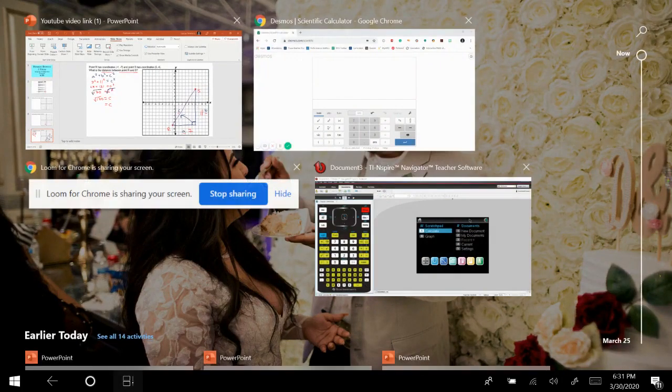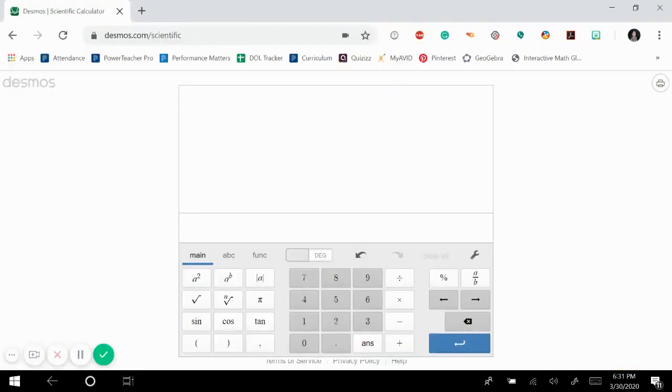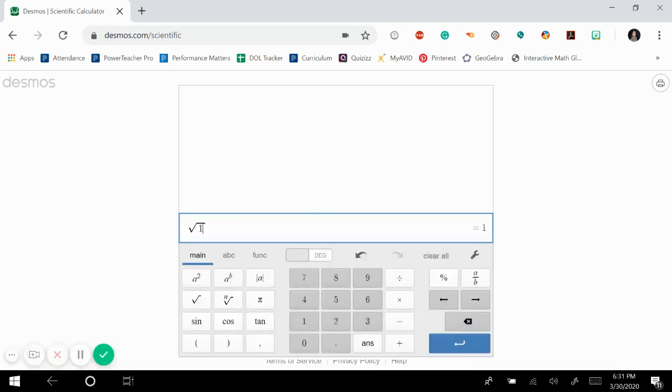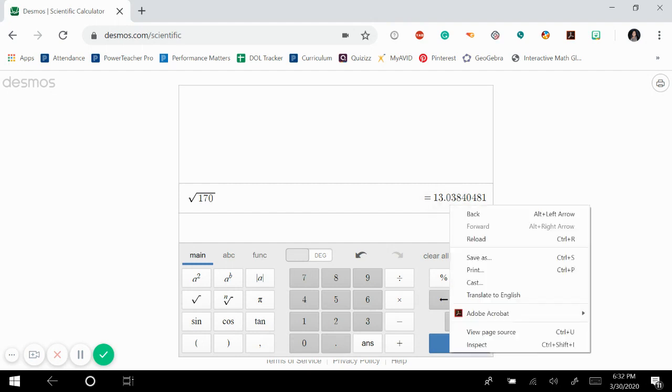I'm going to use my Desmos calculator. Square root. Bring this down. Of 170. That gives me 13.03840481. But I only want 2 decimal places. So I'm going to look at just this portion right here with the 2 decimal places.